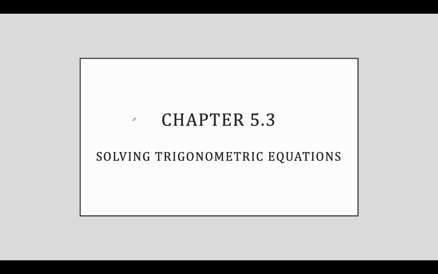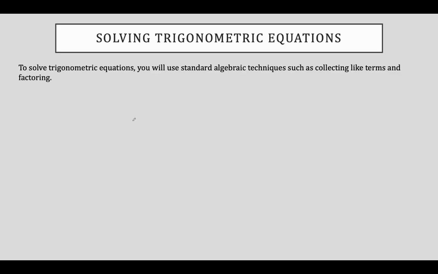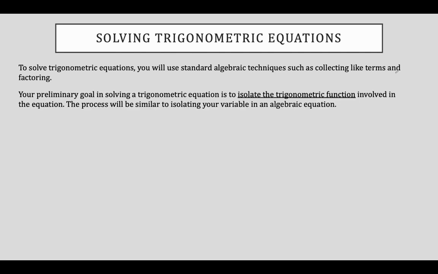Here in chapter 5.3, we will be solving trigonometric equations. Well, what's a trigonometric equation? It's an equation that involves a trigonometric function. To solve trigonometric equations, you will use standard algebraic techniques such as collecting like terms and factoring. Your preliminary goal in solving a trigonometric equation is to isolate the trigonometric function involved in the equation.